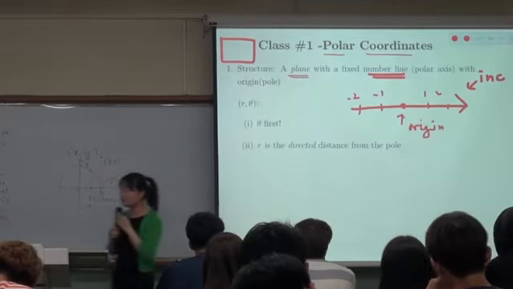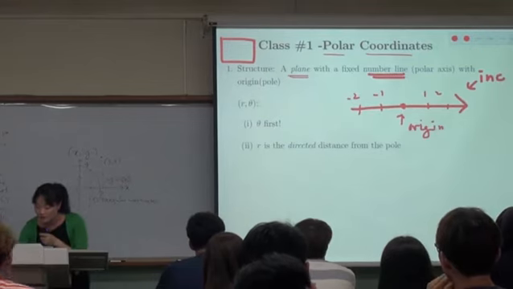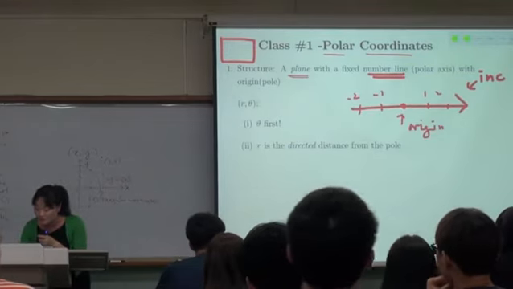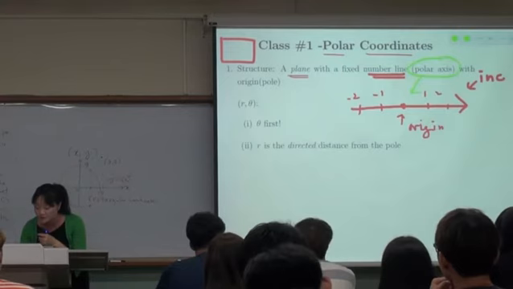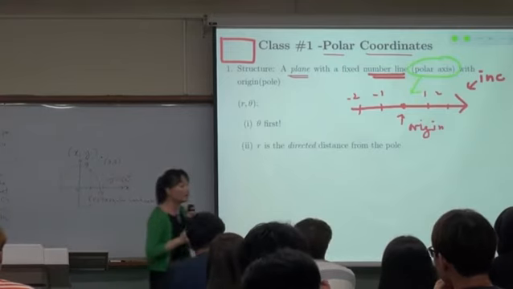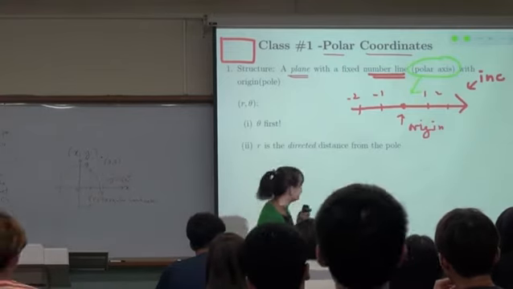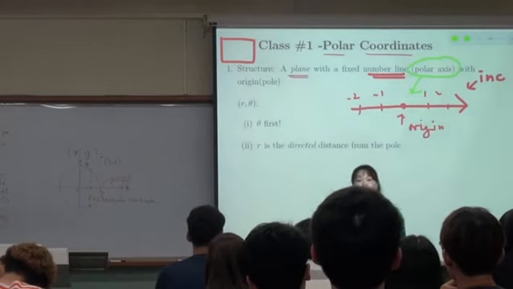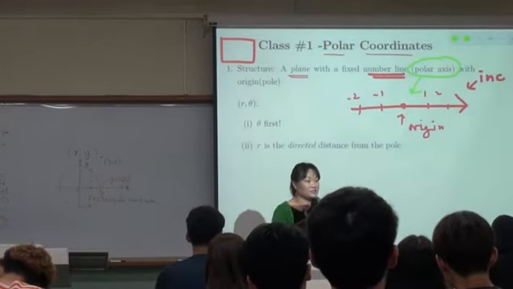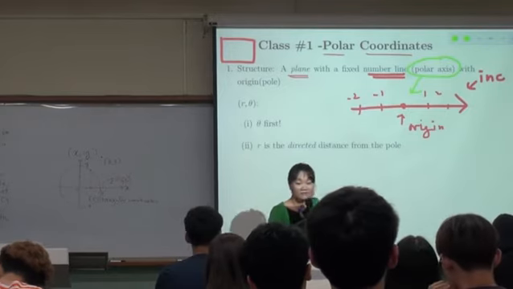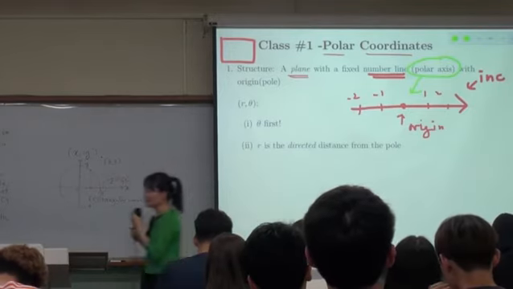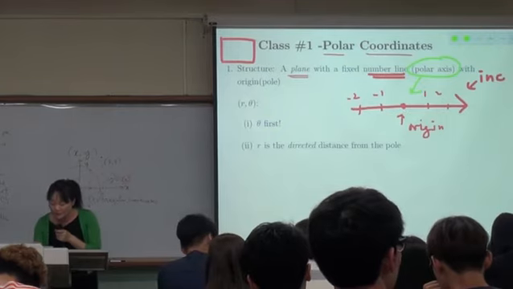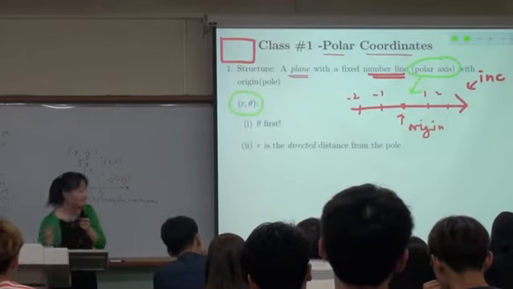What we need is that. That's all. And this number line is called the polar axis. And the origin is called the pole. It is fixed. Get it? Okay, so that's what we have. Now we want to represent r, theta.